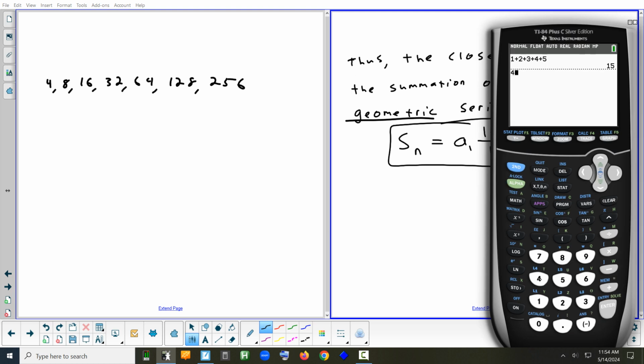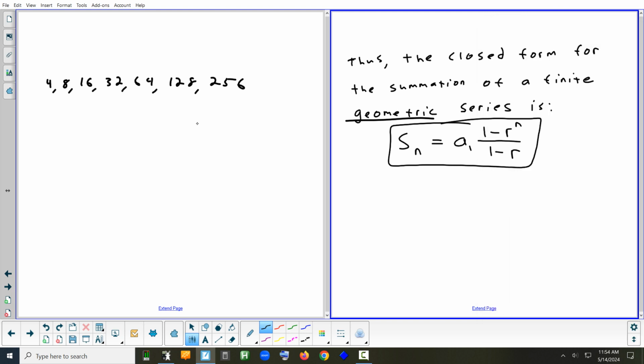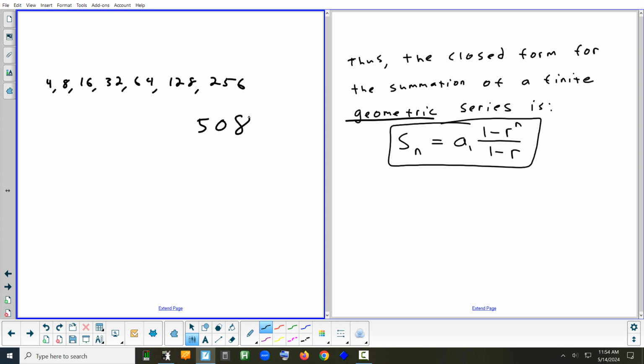All right, so let's add them up. 4 plus 8 plus 16 plus 32, 64, 128, and 256. All right, so that adds up to 508. Now, let's try the formula and see what we get. How many terms did I just add up? 7. So we're going to find the 7th partial sum.